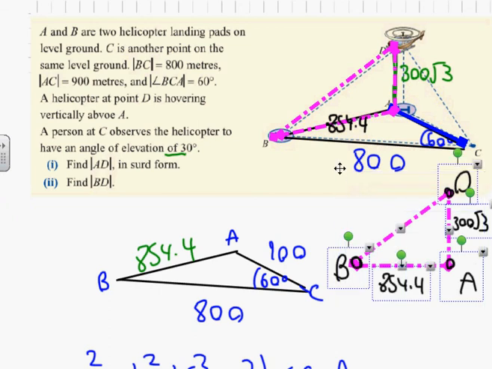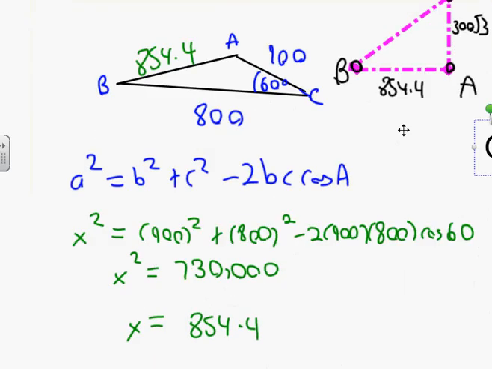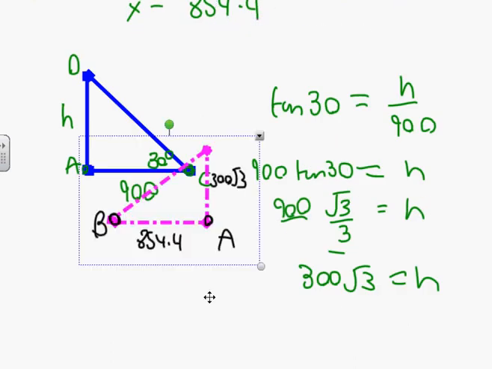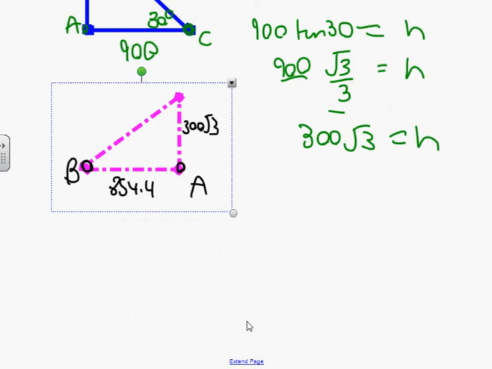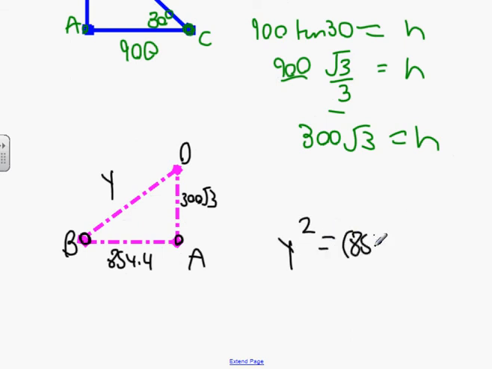So we'll drag this down. Oh, sorry, didn't group that properly. So we're going to drag this part down separately, and work on that there. Okay, so that's triangle BAD. So we'll call this y. y squared equals 854.4 squared plus 300 root 3 squared.